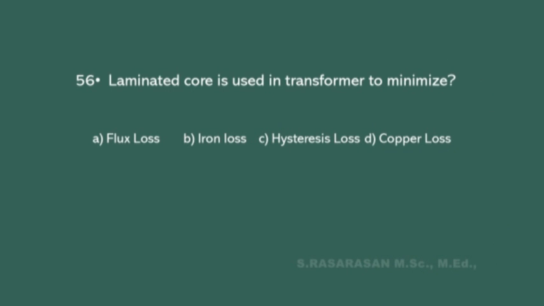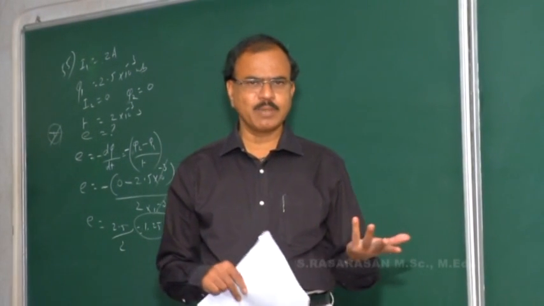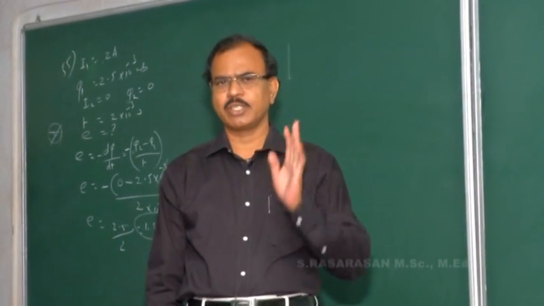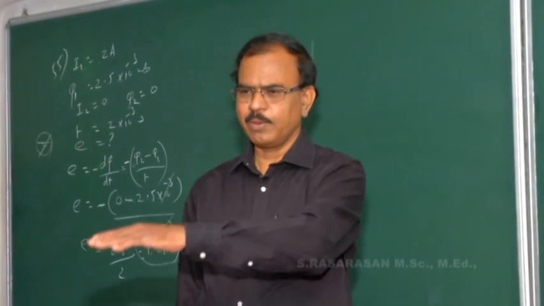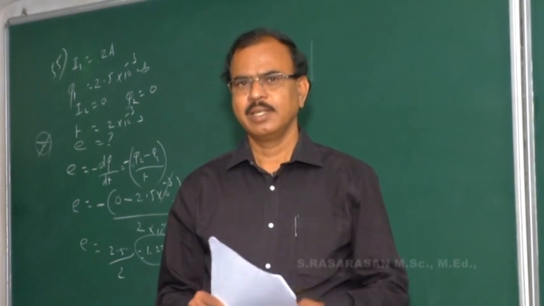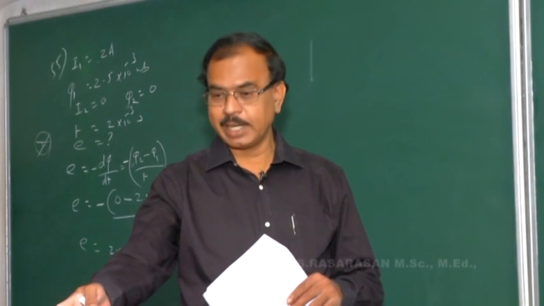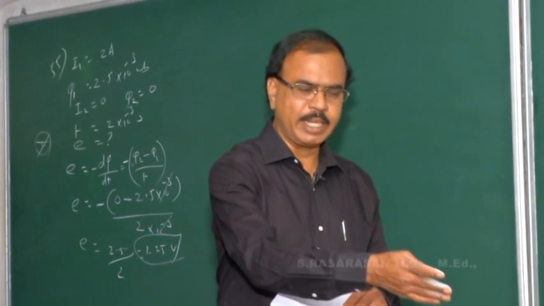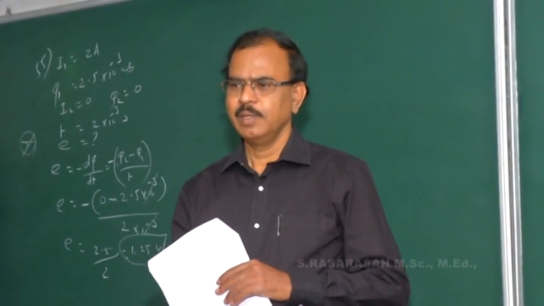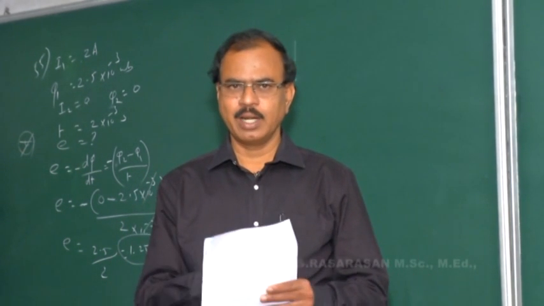Laminated core is used in a transformer to minimize which loss? A transformer is a device used to transfer electric power from one coil to another coil by stepping up or stepping down the voltage. During the transfer of energy from one coil to another, there are some power losses, energy losses. That means the output power of a practical transformer cannot be equal to the input power. Theoretically it should be, practically it won't. The output power is always lesser than the input power due to power losses.